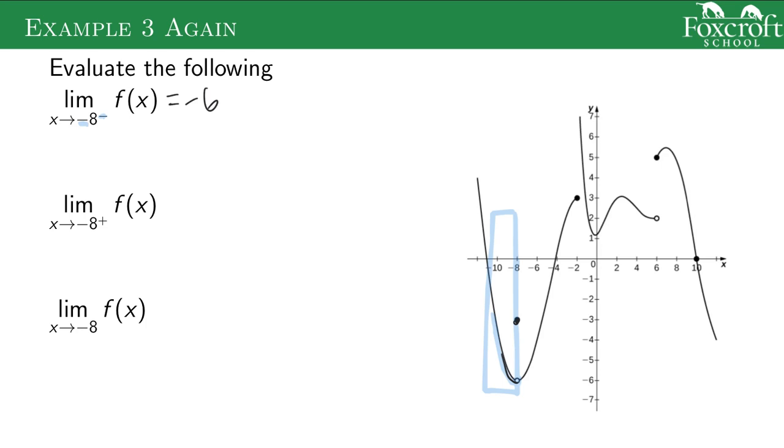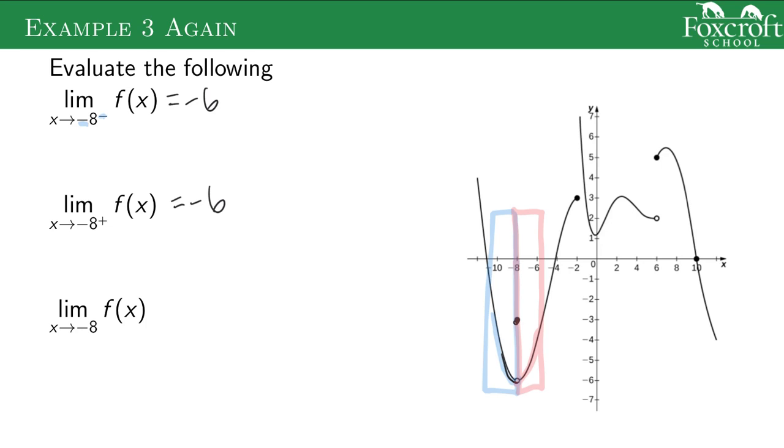-8 from the right, so I'm still at -8, but now I'm just focused on the right of that number, this kind of red area there. And again, if I'm thinking about as my graph gets close to -8, it's going down to this open circle. And that open circle is at -6.